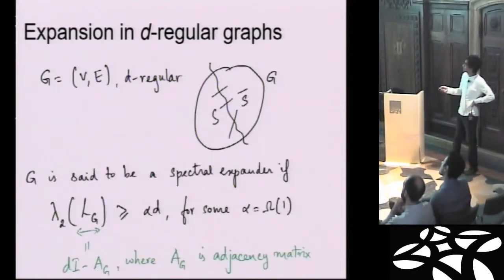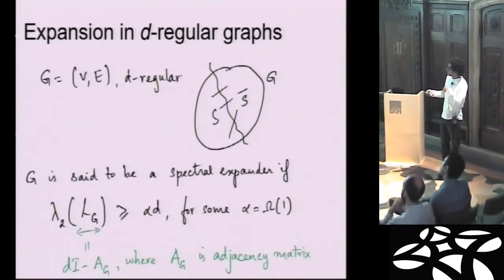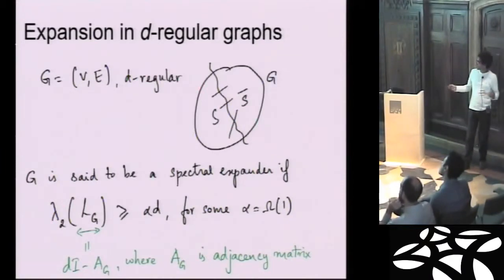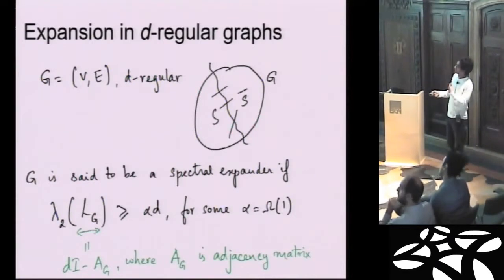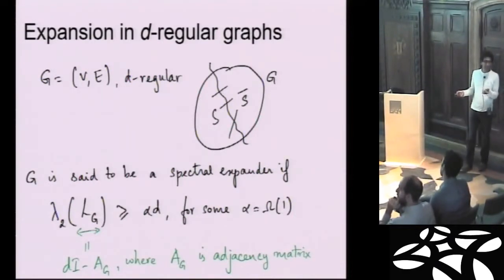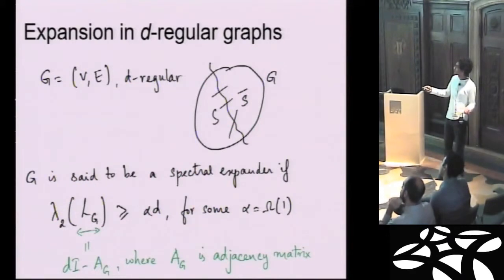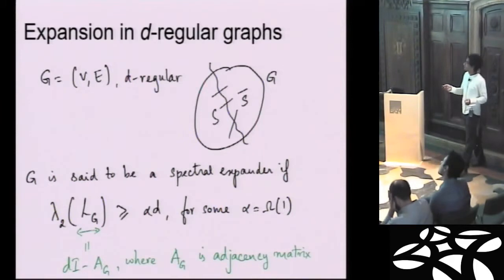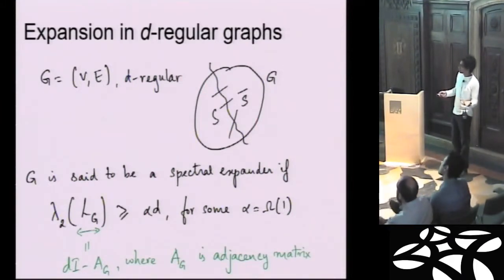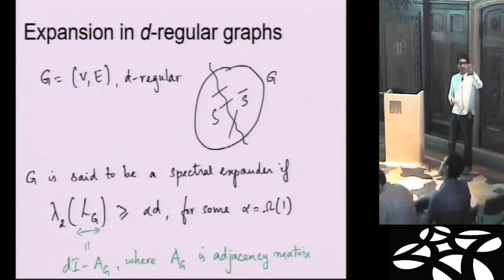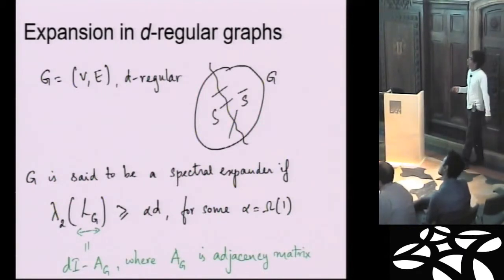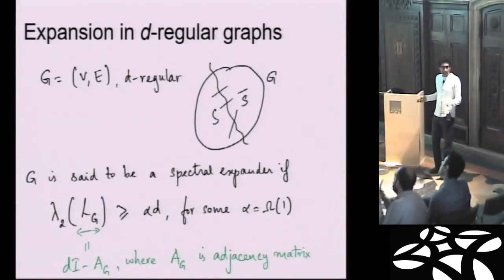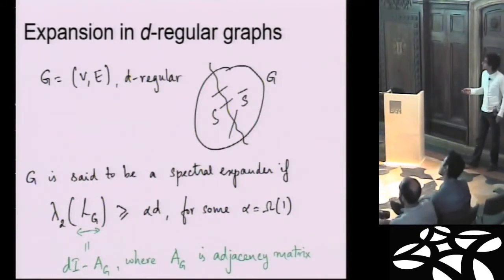And there's a very related notion, which is a more algebraic notion. It's what's called algebraic expansion. And it basically says that if you look at the Laplacian of the graph, the second smallest eigenvalue has to be at least a constant times the degree. Okay. And the Laplacian, for those who are not familiar, is basically the diagonal matrix of degrees minus the adjacency matrix. Okay. All right. So this is just the definition of an expander, which most of you will be familiar with.